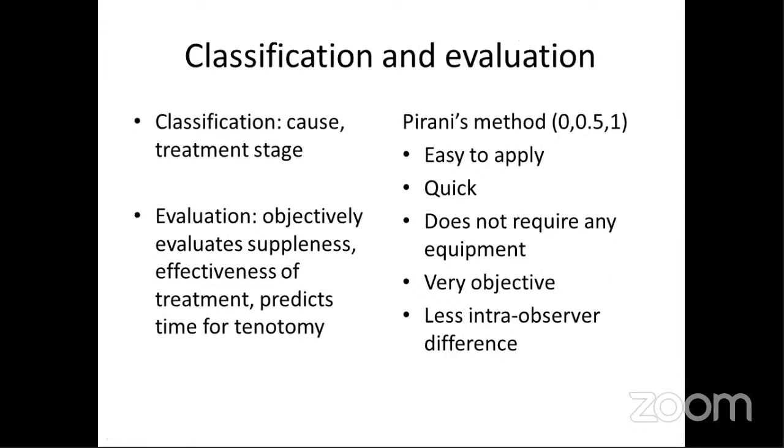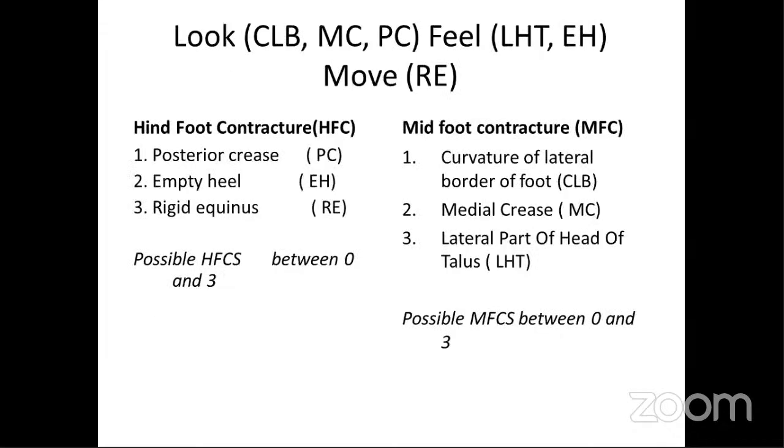Now, besides classification, you have to evaluate. Whereas classification tells us the cause and the treatment stage, evaluation will objectively tell us the suppleness. Not only that, it will also tell us the effectiveness of treatment, and it predicts the time for treatment. One of the most common methods available to us for evaluation is Pirani's method. Those of us who run a CTEV clinic, or those of us who treat CTEV, we know how to do Pirani's. It is a very easy method, quick method, very objective, and with very little intra-observer difference.